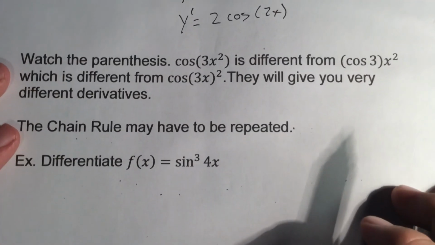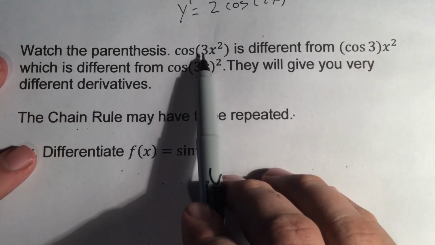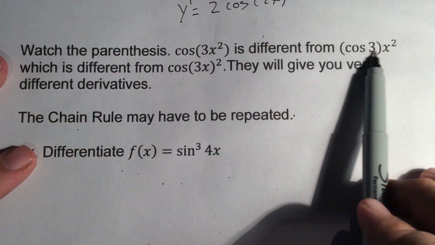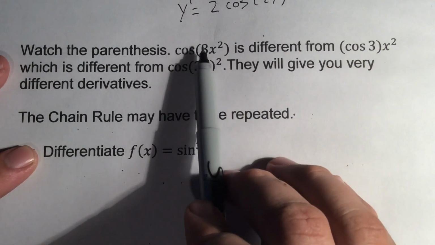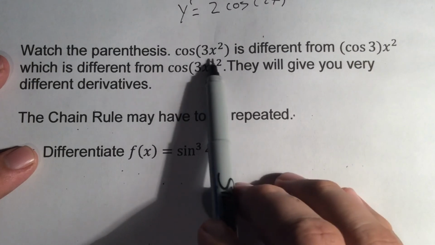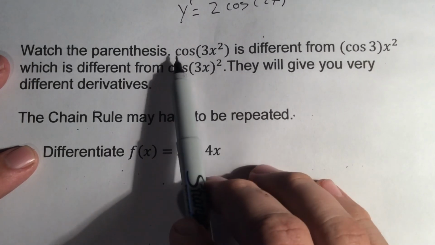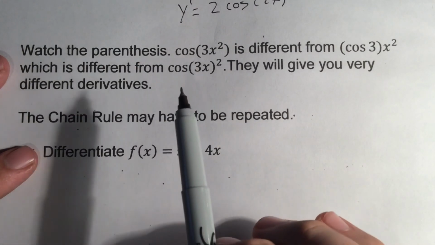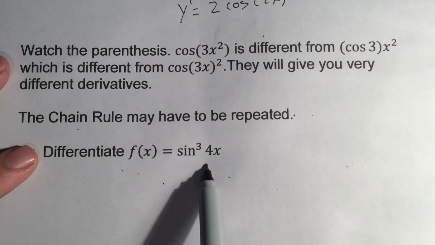Now, again, watch for these parentheses, because if it's cosine 3x squared, that's going to be different instead if we had cosine 3x squared, because there we would have to do product rule. Here we're doing chain rule. Or if it's cosine 3x quantity squared, typically you won't see this, because if cosine is squared, it'd be written here. But there you'd have to do chain rule multiple times, which is where we're going to end up with this one here.